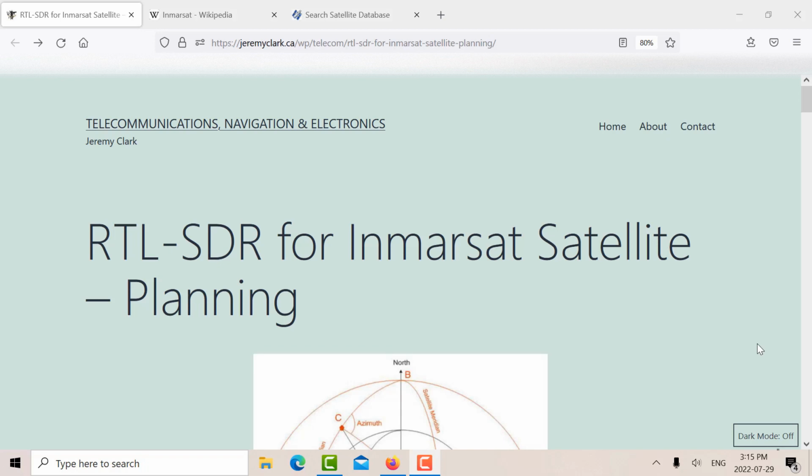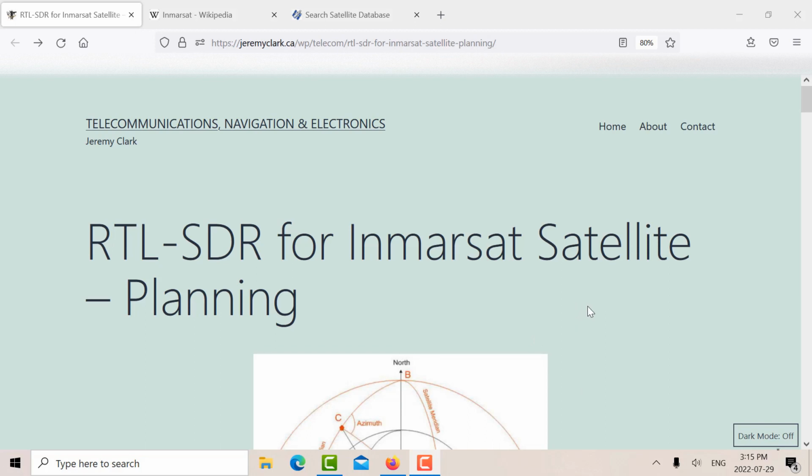Good afternoon, it's Jeremy. It's Friday, July the 29th, and today I want to look at receiving the Inmarsat satellite on the RTL-SDR. The past couple of months, I've been working in the L-band frequency range. I was receiving GOES signals at around 1694 for satellite weather, and recently I was looking at the hydrogen line at 1420 megahertz. So I got kind of hooked on the L-band and looking into space, so I was wondering what else I could receive in the L-band frequency range.